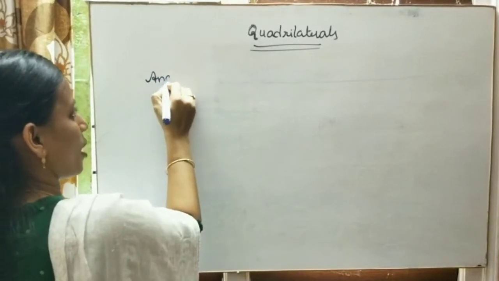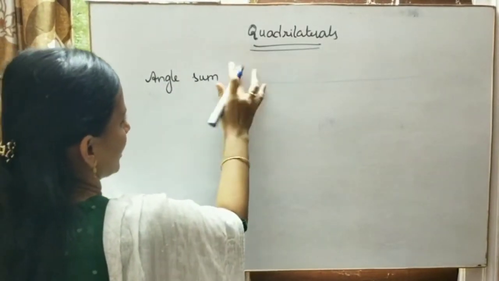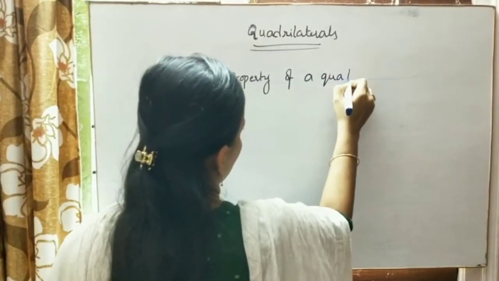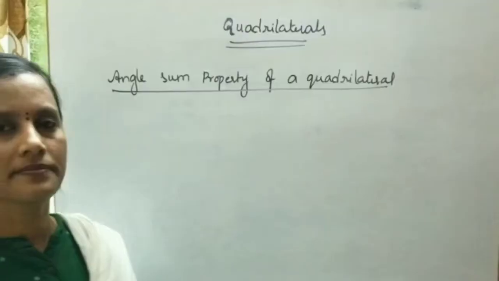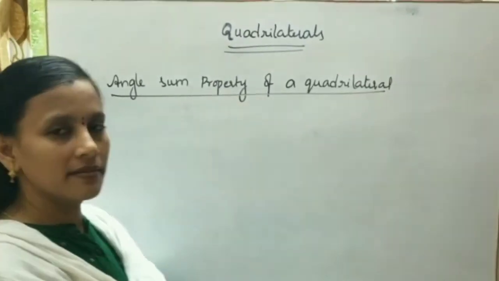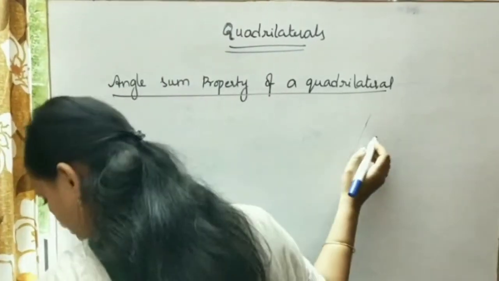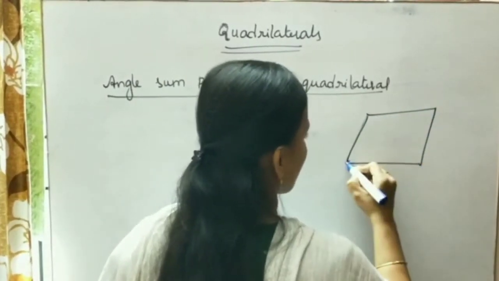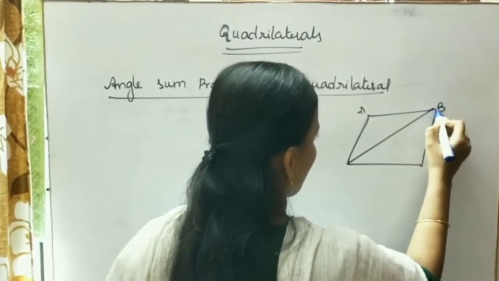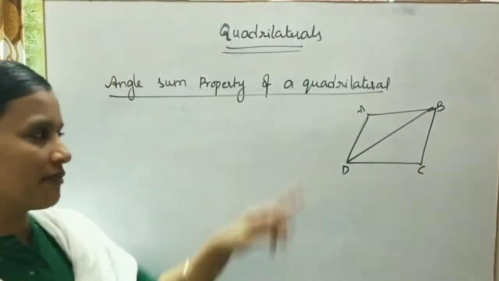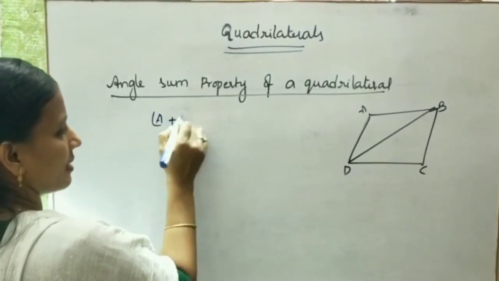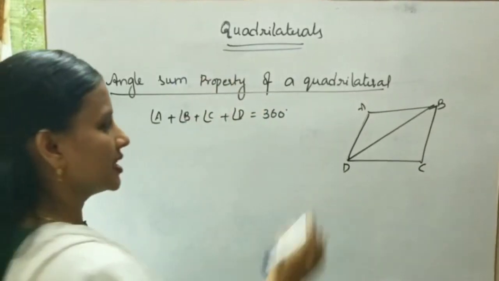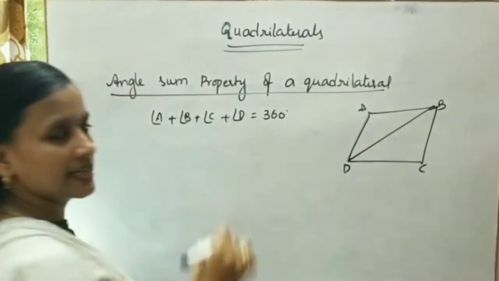So, what is angle sum property of a quadrilateral? Sum of the angles of a quadrilateral is 360 degrees. That means angle A plus angle B plus angle C plus angle D is equal to how much? 360 degrees. So, how to prove sum of the angles is equal to 360?